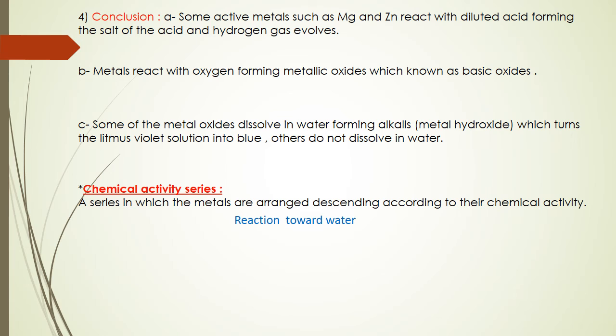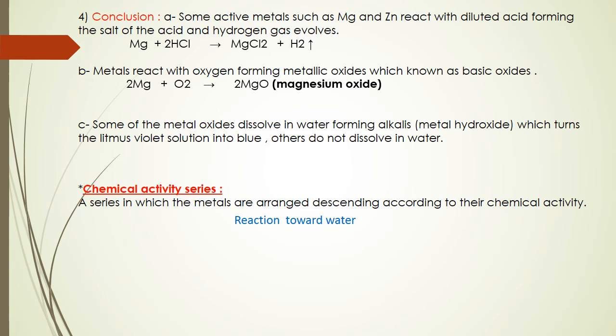Again, when the metal reacts with oxygen, it's called metal oxide, which has another name, basic oxide. When this basic oxide dissolves in water, it forms an alkali solution, which turns the litmus paper from violet to blue. But another one doesn't dissolve in water, so it can't be called an alkali.